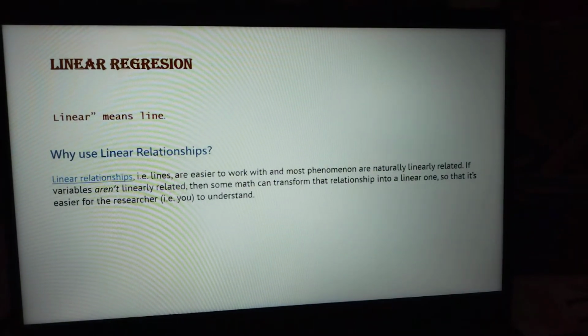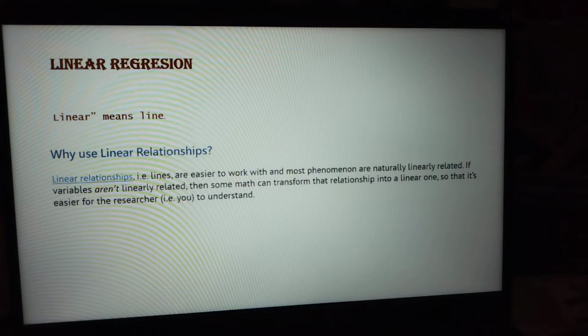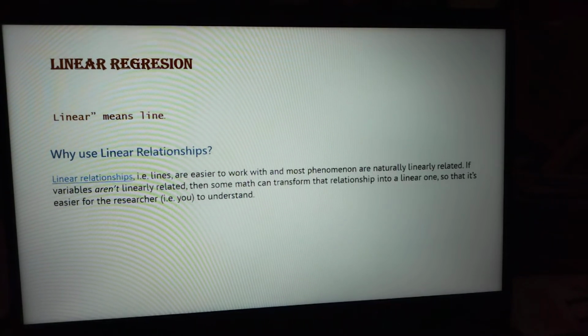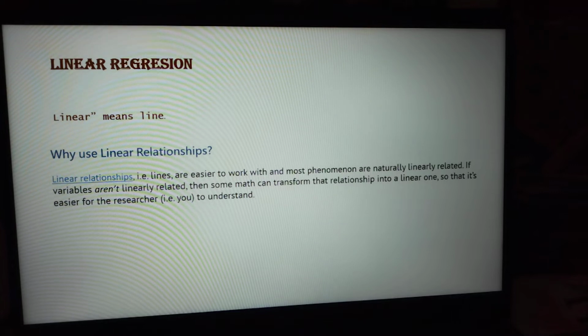Then another topic in your module is linear regression. So linear means what? Line, straight line. So why are we going to understand linear regression? Because linear relationships are easier to work with. Lines are easier to understand, no?